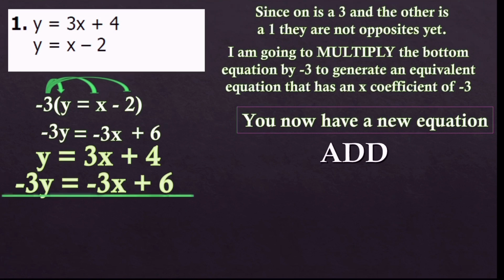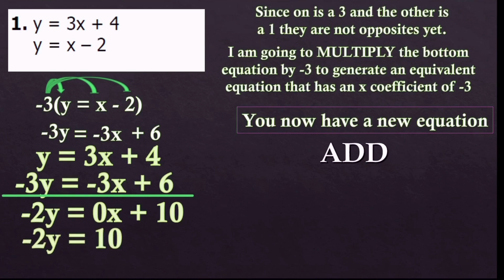If I add y and negative 3y, I get negative 2y. And then I add 3x and negative 3x, I get 0. And then I add 4 and 6, I get 10. Remember, ladies and gentlemen, my whole point was to cancel the two x's out. And I did that, okay? We don't write 0x. That's just an unnecessary placeholder. I don't put it, okay?